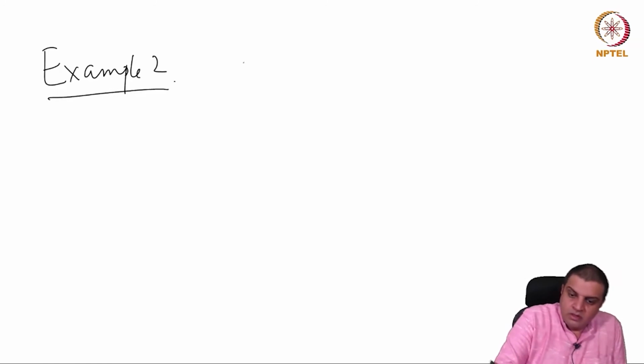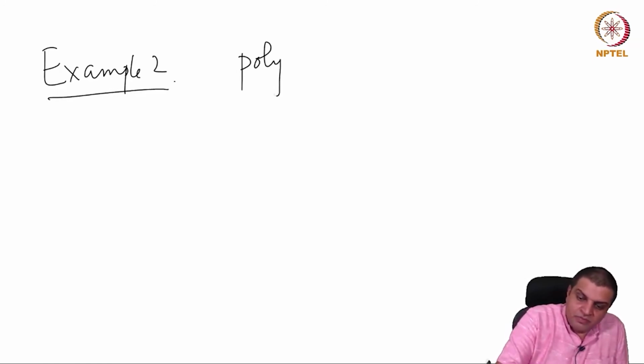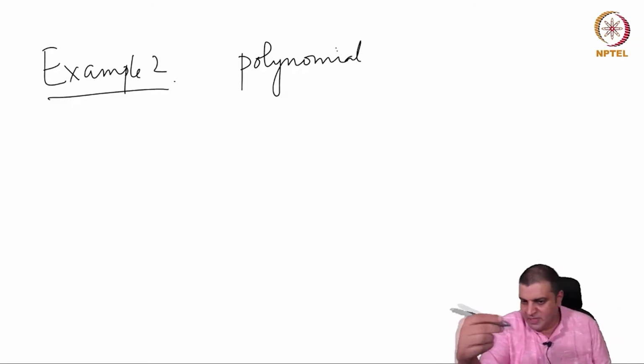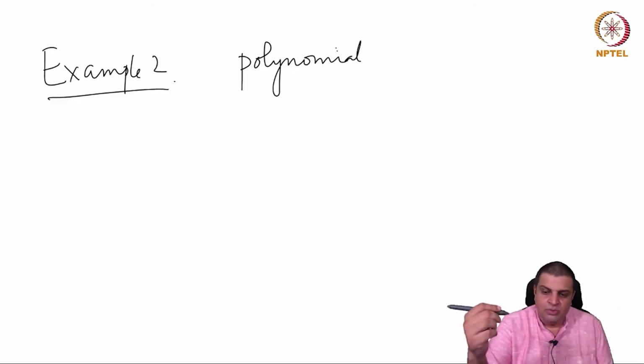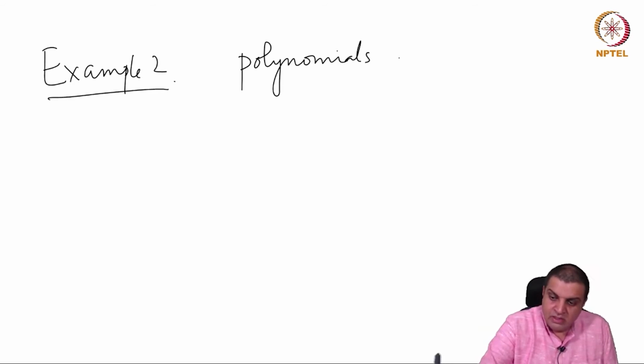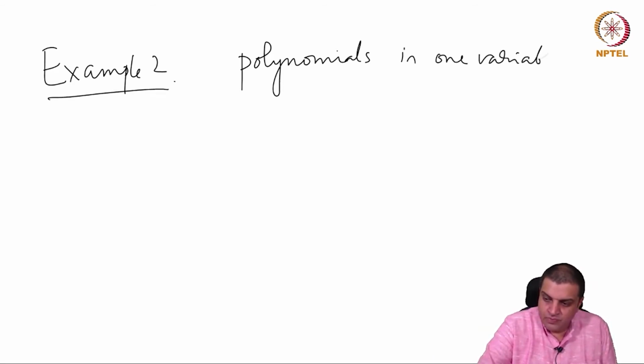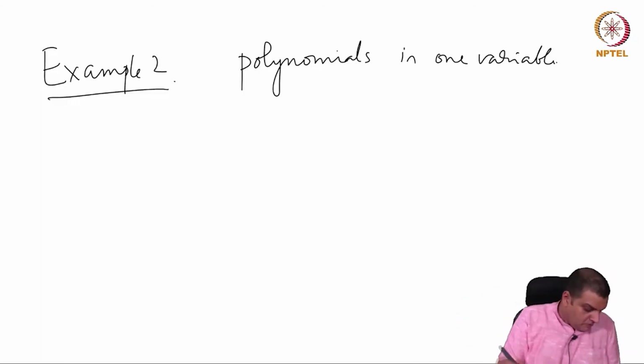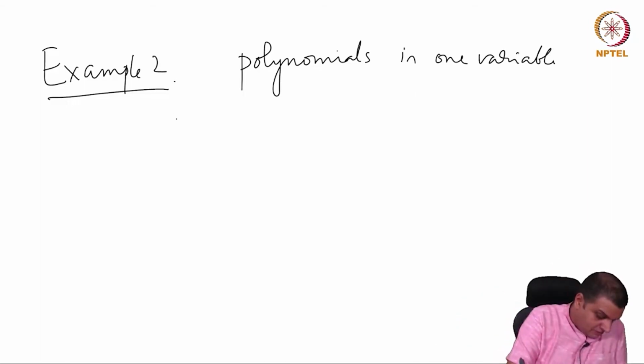Now we turn to polynomials in one variable. Earlier we looked at many variables but linear equations. Now it's polynomials, but in one variable. Let's take some example.